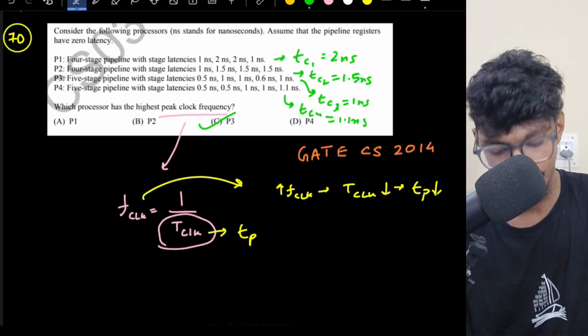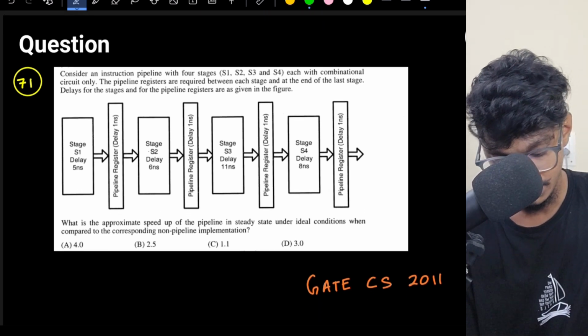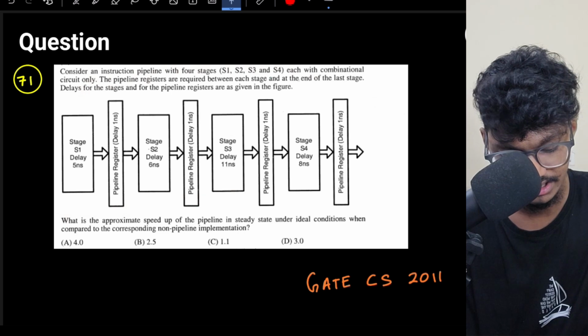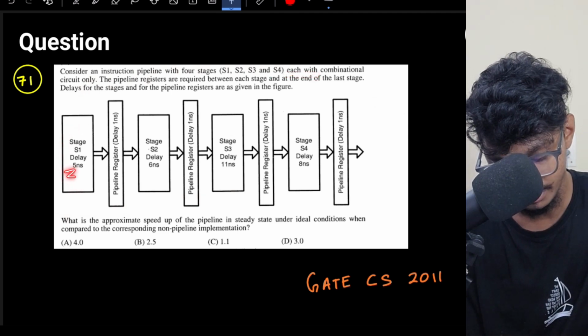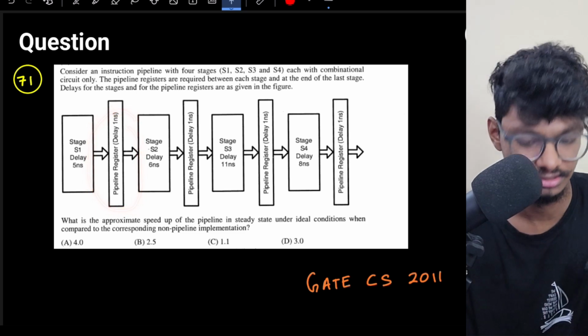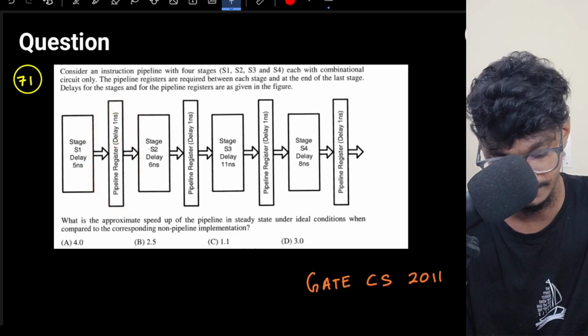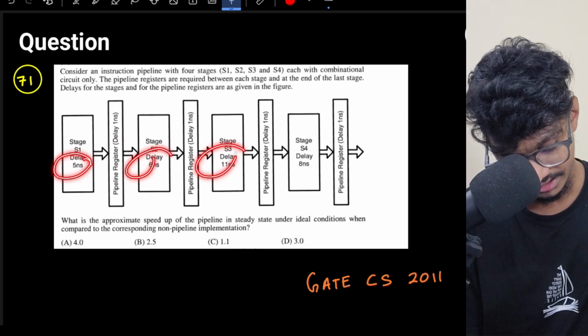Okay, let's move on to the next question. These are all very simple questions. You also will be able to solve them. Here we have an instruction pipeline with 4 stages, each with a combinational circuit delay. So each stage has delays. Also it has a pipeline register which delays 1 nanosecond. They are provided as a delay, so now the delay comes into the factor. Each stage has separate delays.